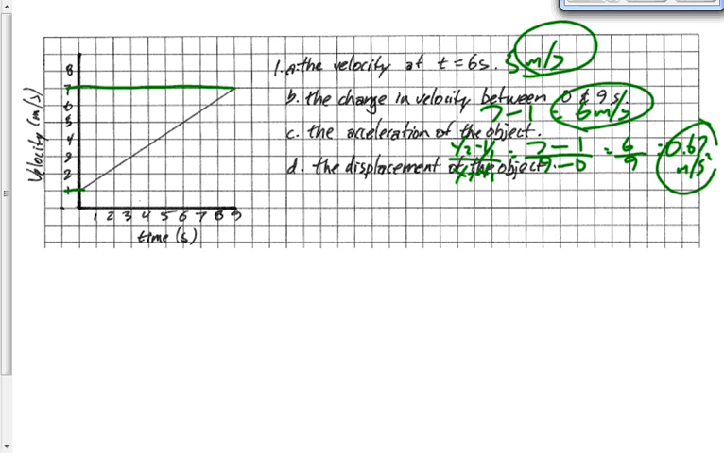Finally, the displacement. This one's the tricky one here. The displacement involves finding the area, but we have 2 separate shapes here. We have a rectangle and we have a triangle. The rectangle we're going to call number 1, the triangle we'll call number 2.